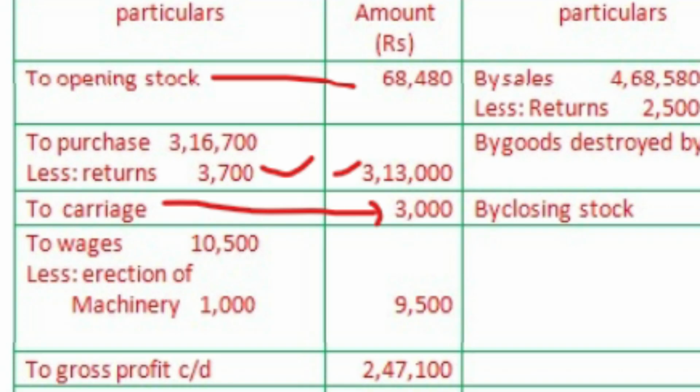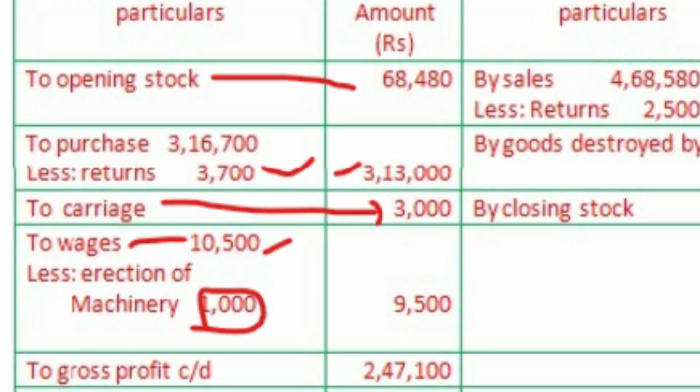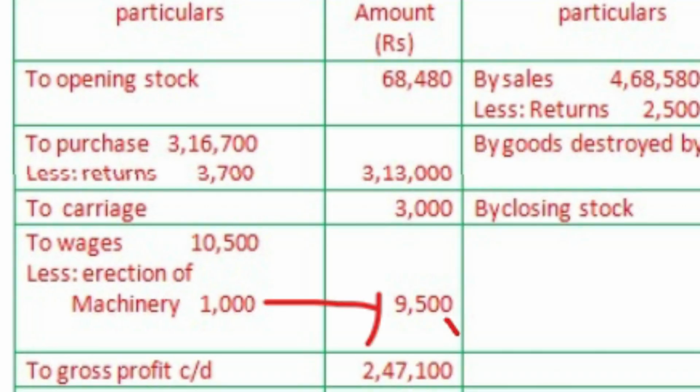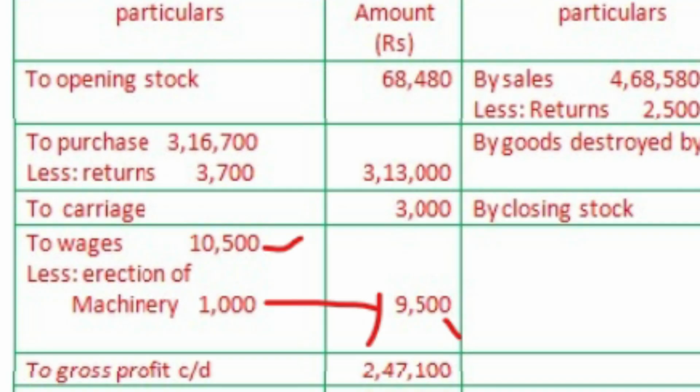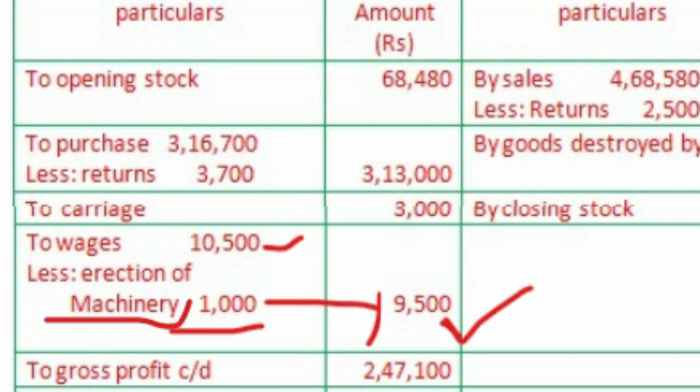Wages, as I explained in the adjustment: the total amount of wages given in the question is 10,500, and in the adjustment, 1,000 is spent for erection of machinery. So this 1,000 is to be deducted from here. Wages 10,500 minus 1,000, and the balance is 9,500. Out of 10,500, 9,500 is manufacturing wages, paid for production of goods, and 1,000 is paid for installation or setting up of machinery.